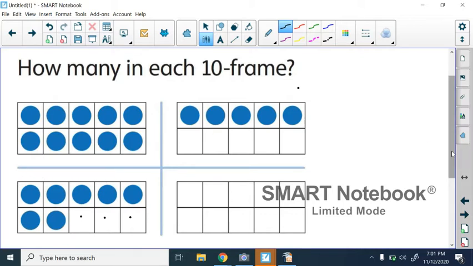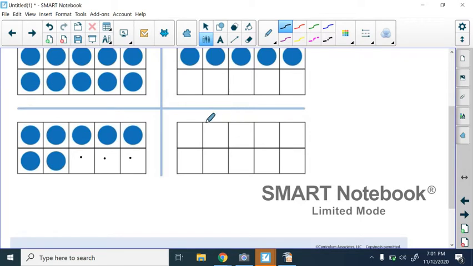All right, boys and girls, what about this last 10 frame in the corner? How many counters are in this 10 frame? Yes, boys and girls, there are 0 counters in this 10 frame. And we know that there are 0 because there are no counters in this 10 frame.